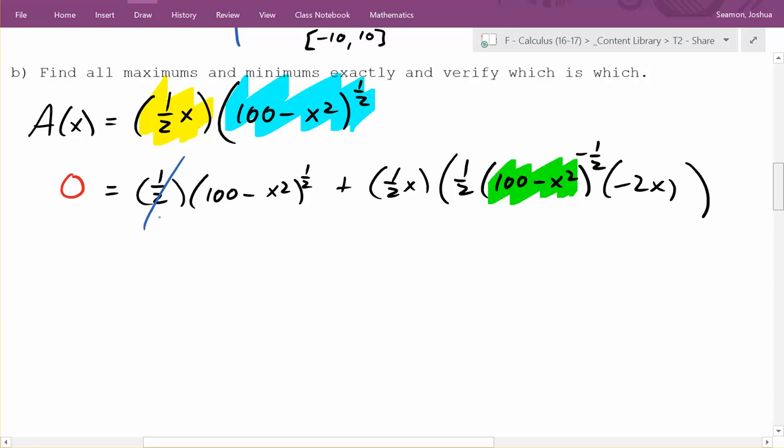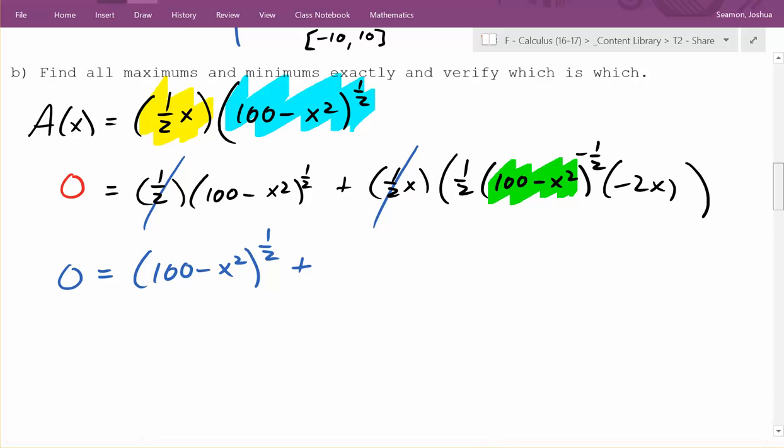1/2. You could cancel all these, the two 1/2s right here, right? So what do we have now? We have 0 equals 100 minus x squared to the 1/2 plus what? What's left now? What cancels over on the right-hand one? The 1/2 cancels, leaving you just with that negative, right? So what do you end up with? How many x's do you have?